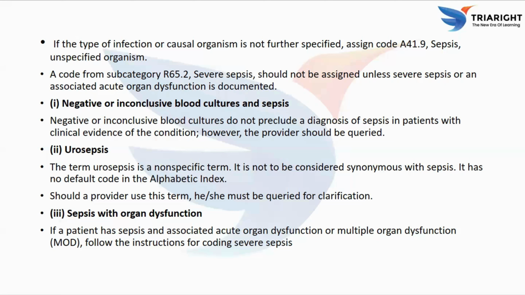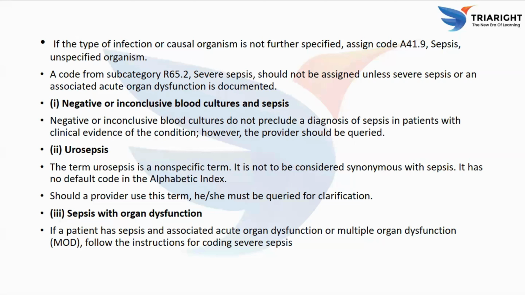You should not assign R65.2 unless severe sepsis or acute organ dysfunction is documented. To code severe sepsis, you must have sepsis and acute organ dysfunction. Without organ dysfunction, you should not assign the sepsis code R65.20 or R65.21. So there is an example: a diagnosis is severe sepsis with acute respiratory failure. You have to assign the code for sepsis, severe sepsis, as well as the acute respiratory failure.